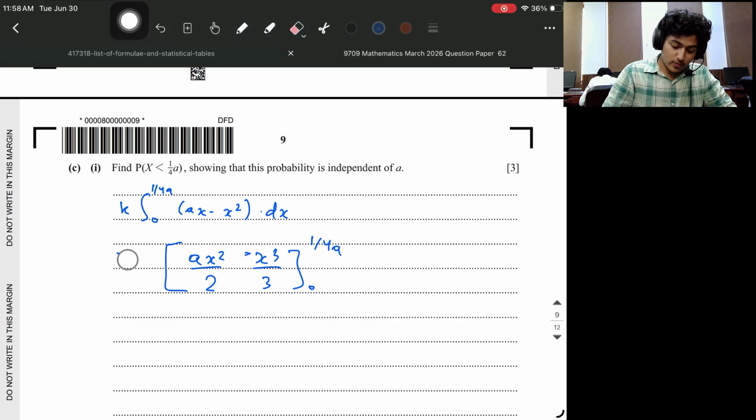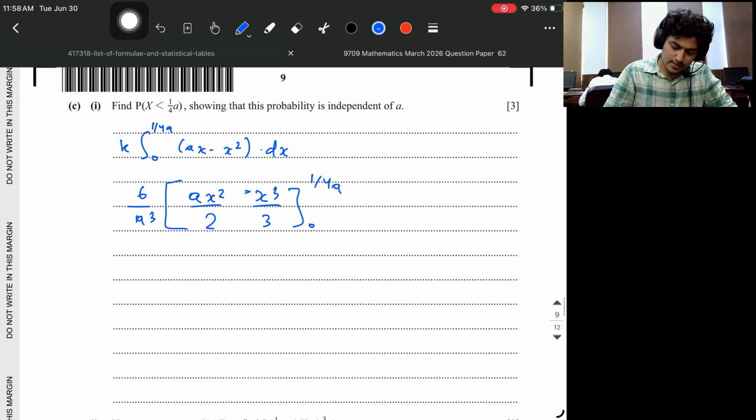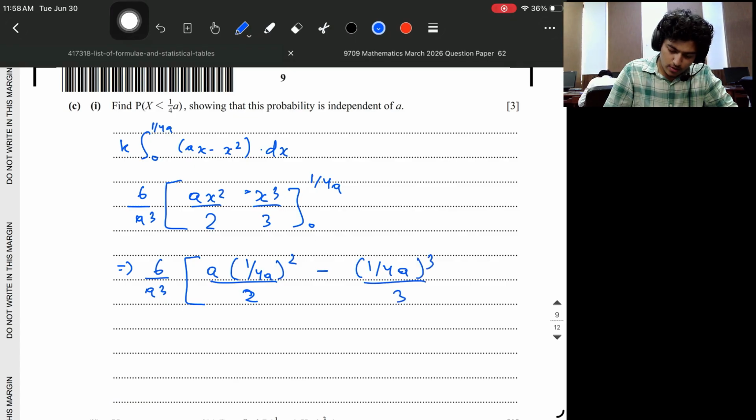One more thing I forgot to add is the value of k, which is just 6 upon a cubed, right? That will help us, I think. Moving forward, this would be 6 upon a cubed, times a into 1 by 4a squared upon 2, minus 1 by 4a cubed upon 3.